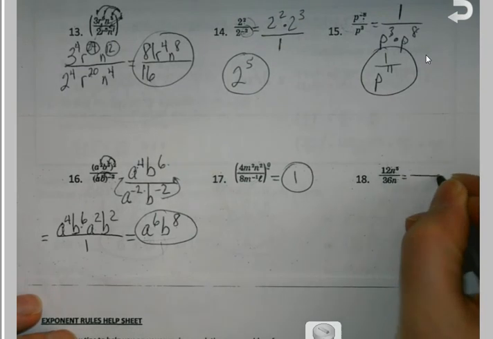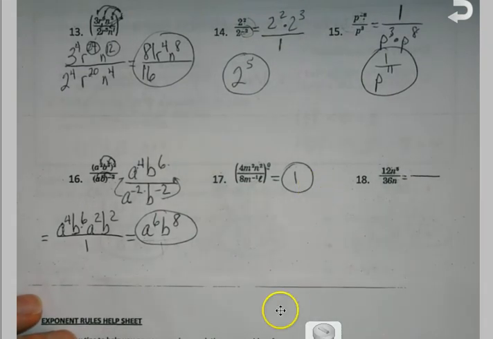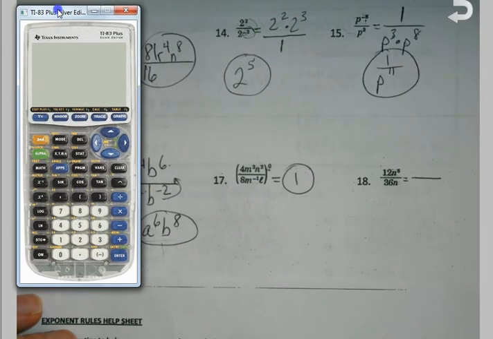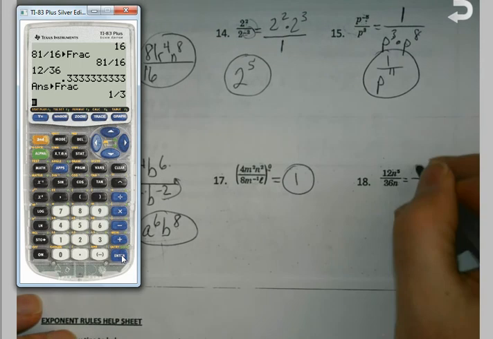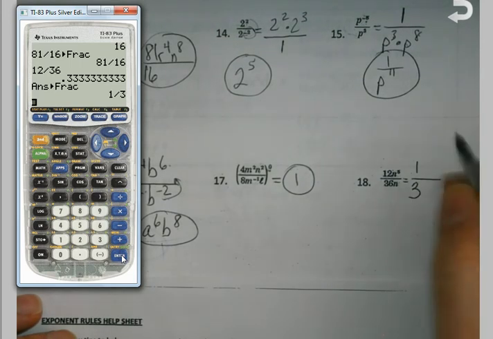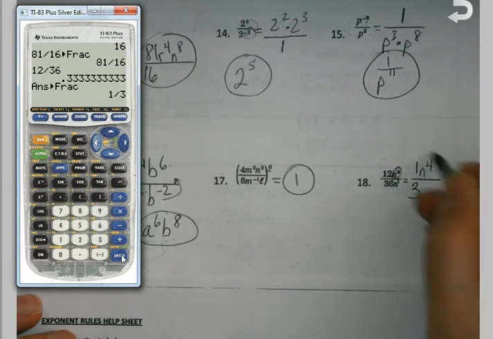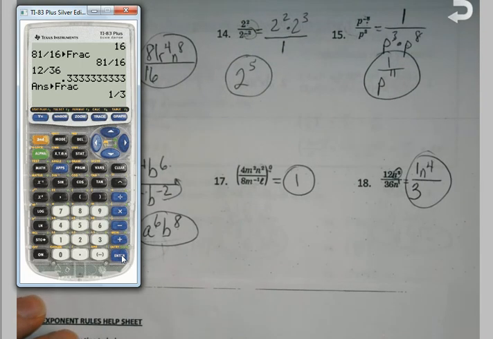All right, now we'll start blending here. 12 over 36. Anybody that's messing with that, does that reduce at all? Is anything divided into 12 and 36? Yes. Again, no decimals. 1 over 3. And then I'm dividing. 5 minus 1, because if I don't see an exponent, it's there, is 4. Bigger exponents up top. Good, good, good.